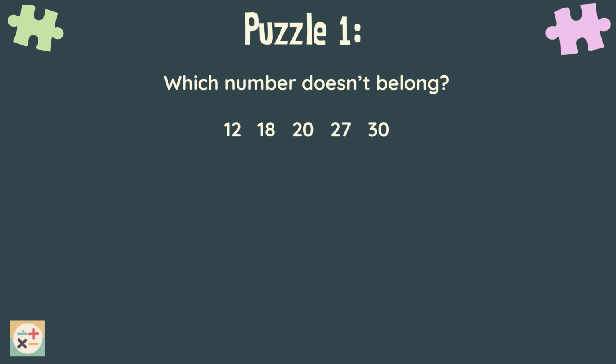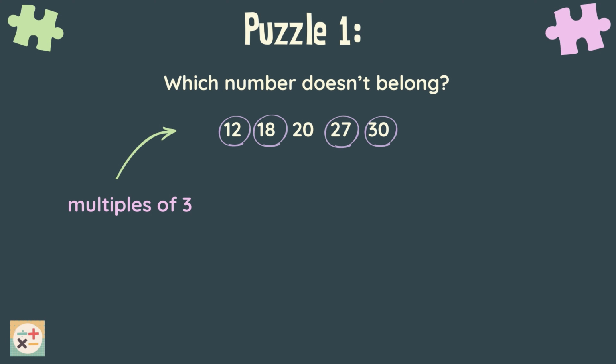Try to identify a common property that the majority of these numbers have. Have you noticed most of them are multiples of 3? All except 20. Therefore the answer is 20.